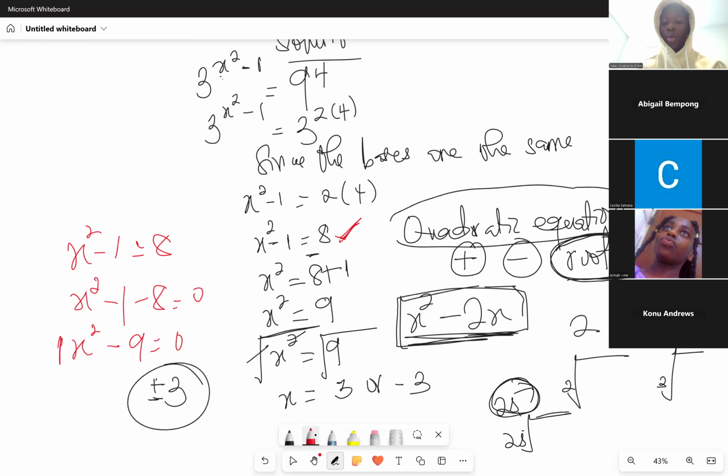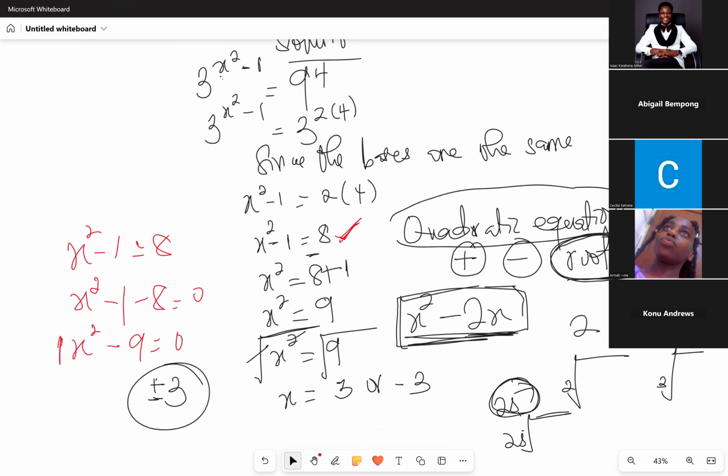But I told you quadratic equations give 2 answers. So you should expect another answer. Press equal to again. What do you get? I'm sure you didn't do it. It's 3 and minus 3. If you are lost, you can let us know. So the calculator gave you that.